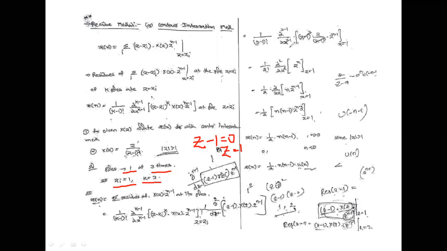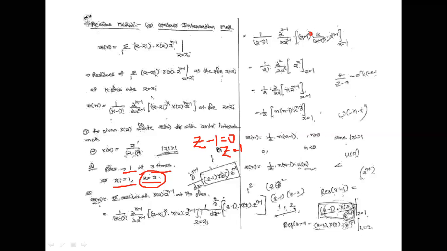Now we can substitute. The k value is 3. So 1 by (3 minus 1) factorial, and d power 3 minus 1 by dz power 3 minus 1, of (z minus 1) whole cube, not the square, because k is equal to 3. What is x of z? z by (z minus 1) whole cube, multiplied with z power n minus 1, at z is equal to 1.